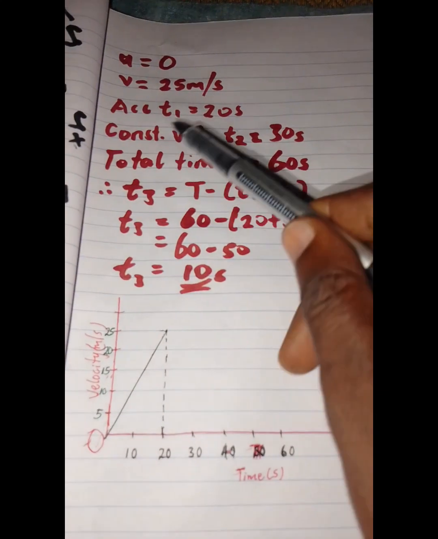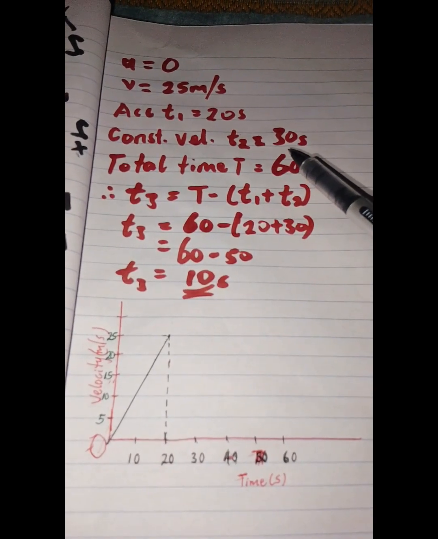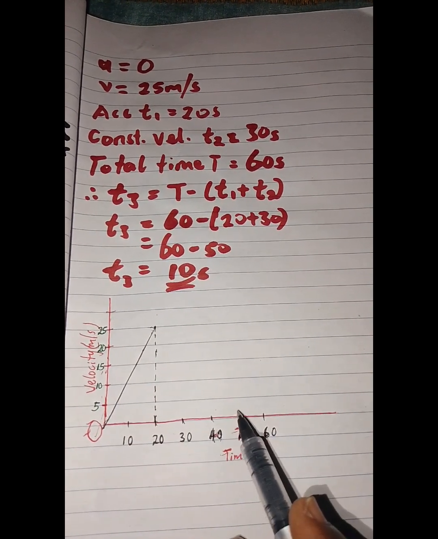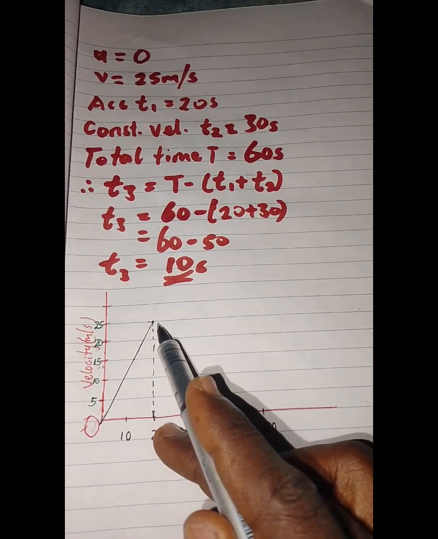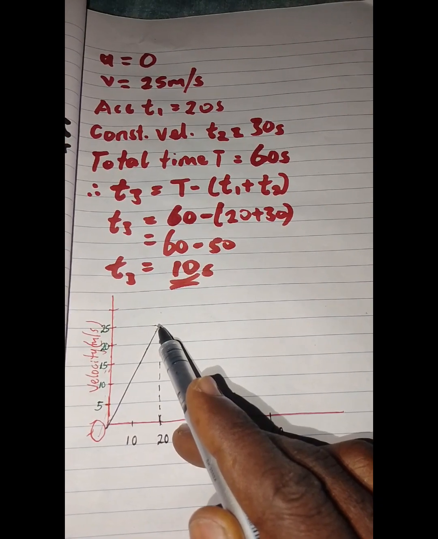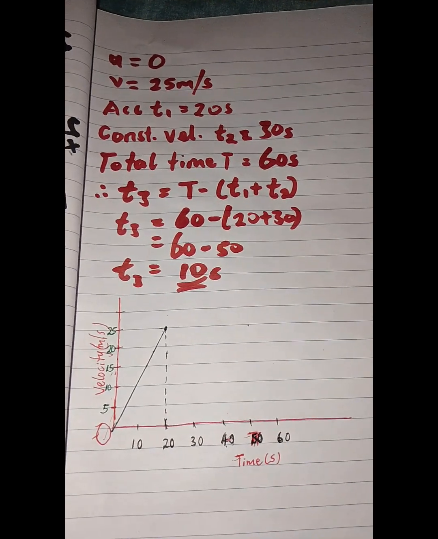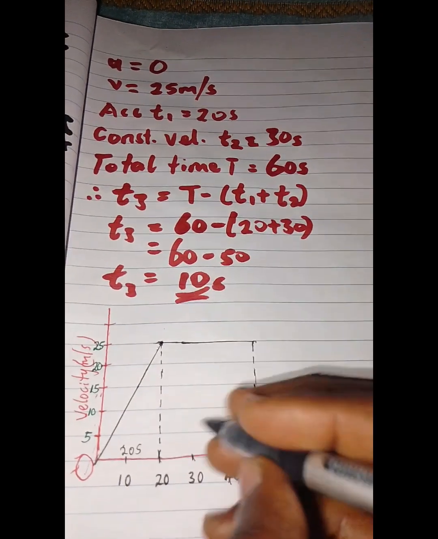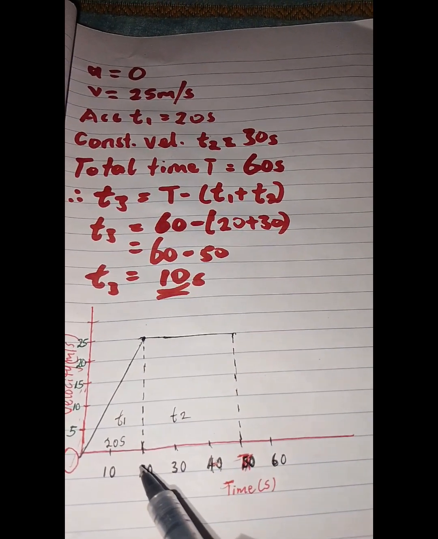Then after that, it maintains a constant speed for the next 30 seconds. So we'll draw it here to meet it here because it's constant. At this point, this is the highest velocity reached. When it gets to this velocity, there's no more acceleration, it moves at a constant speed. So if you have 20 for t1, t2 is going to be for 30 seconds, 10, 20, 30.